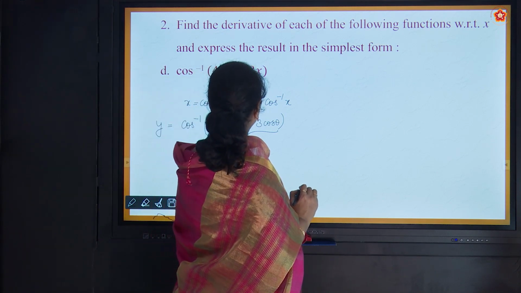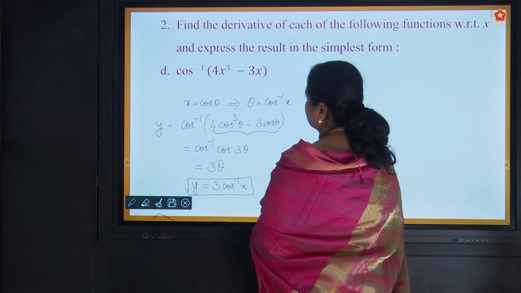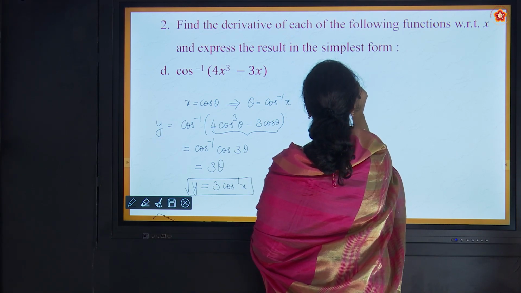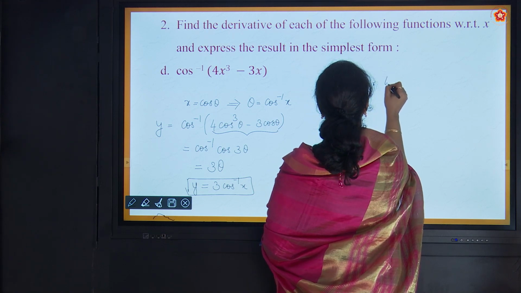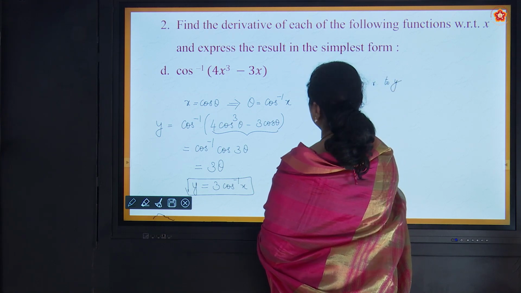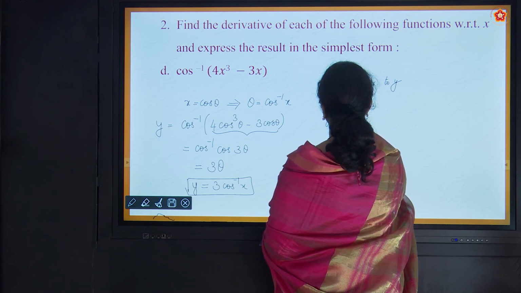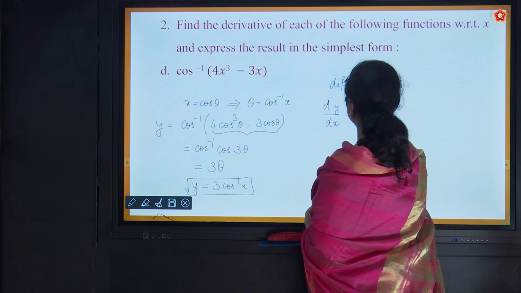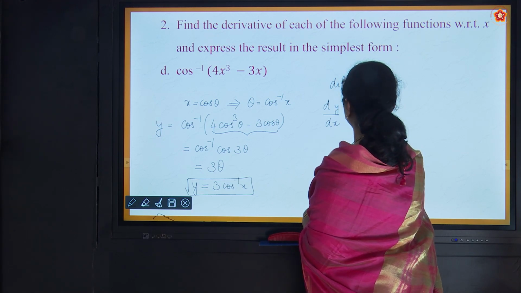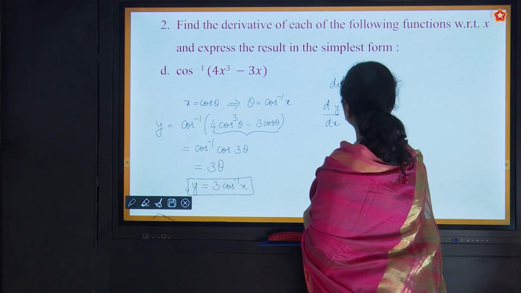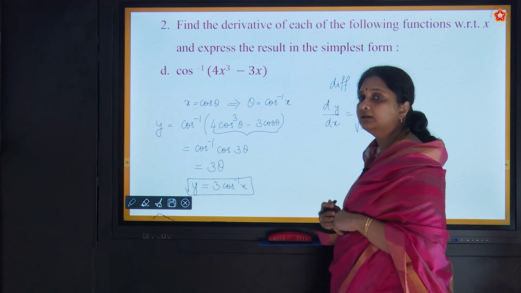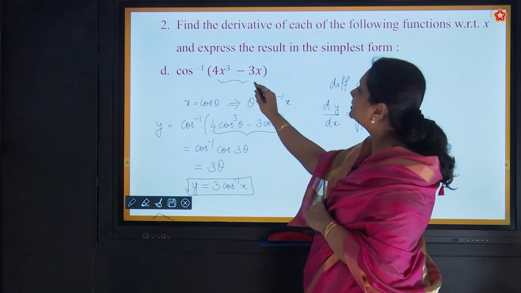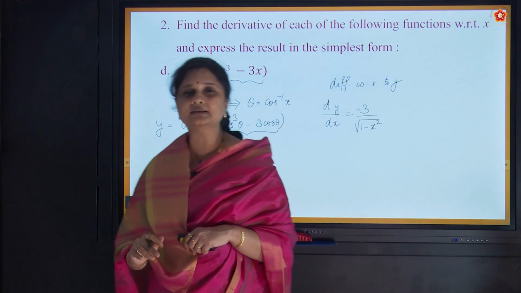So now, 3 cos inverse of x is my y. Now I'm going to differentiate with respect to x. So you have dy by dx is equal to 3, a numerical coefficient, times cos inverse of x, which on differentiation gives me minus 1 by root of 1 minus x square. So minus 3 by root of 1 minus x square is your dy by dx. Isn't it easy? So basically you need to find the pattern out and substitute.